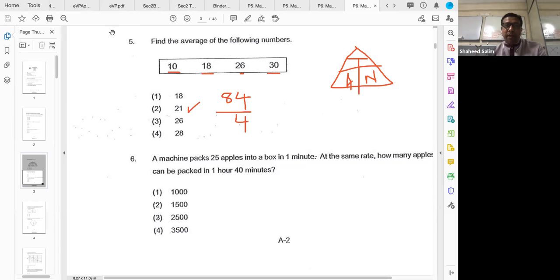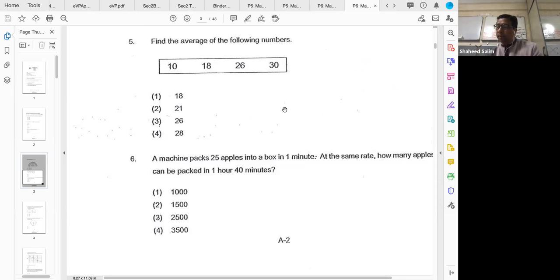Okay, can we try the next one then? So by the way, the formula is total over number. I hope you all know how to use the triangle. Wow, so fast, Mr. Akil. Okay, let's see here, right? Congratulations, Mr. Akil. Well done.